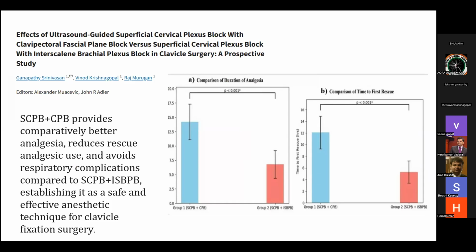The primary outcome of the study was duration of analgesia and comparison of time to first rescue analgesia. In group 1, the clavipectoral fascial group, they had a longer duration of analgesia, and rescue analgesia requirement was significantly lower compared to group 2. So they concluded that it is a safe and effective anesthetic technique for clavicle fixation surgeries.